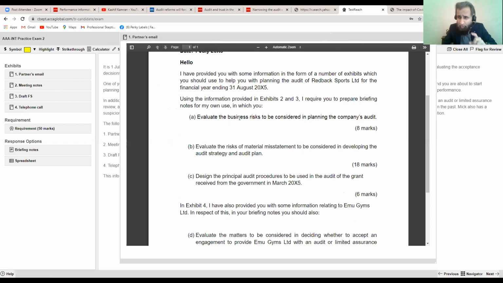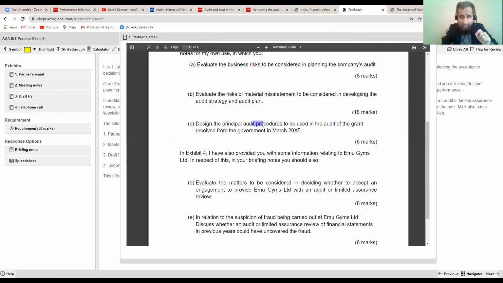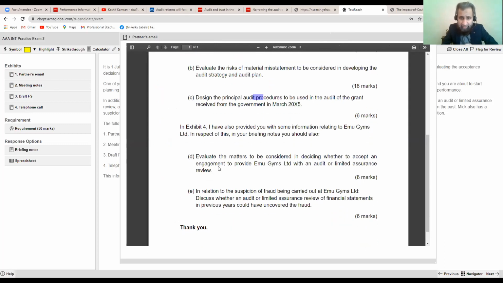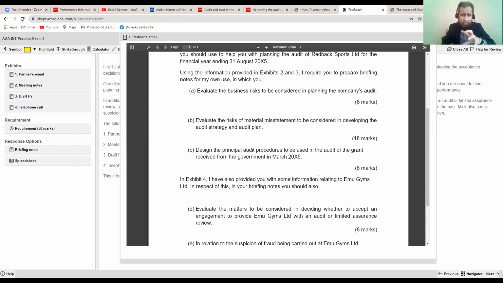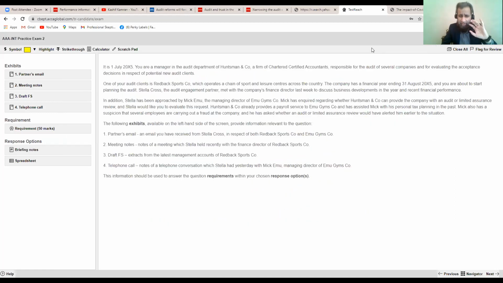Business risk. Oh, am I good at business risk? Am I bad? Risk of material misstatement. Am I good? Am I bad? Procedures. Oh, I am so good at procedures. Then matters to be considered in deciding whether to accept the engagement. Oh, that's like practice management. And something about fraud. That's pretty knowledge, fraud. Okay, so am I good at business risk and risk of material misstatement? No, I'm a bit average. Okay, let's close the window. 2 minutes gone of 3 hours and 15 minutes.